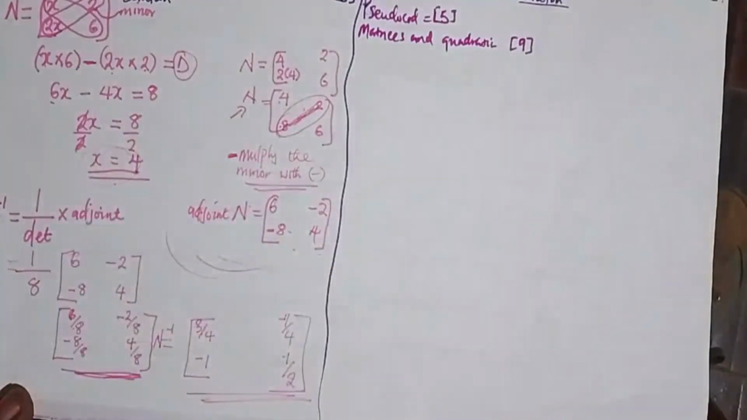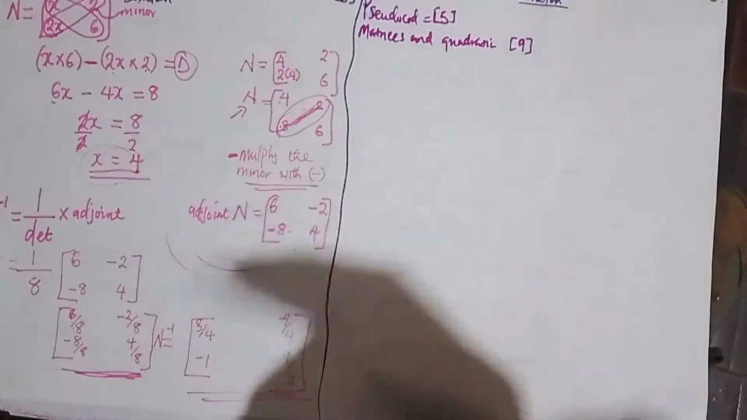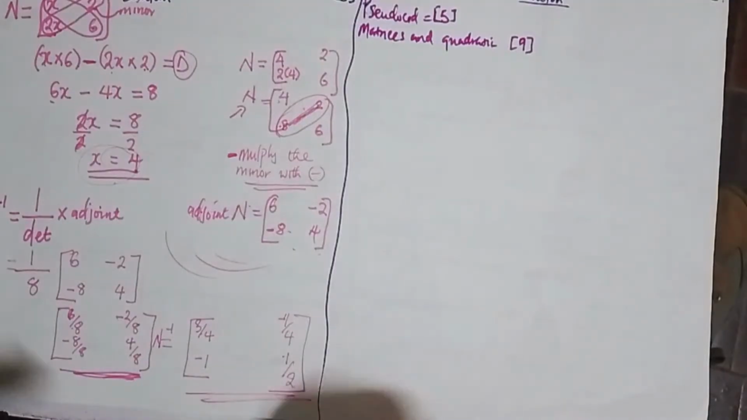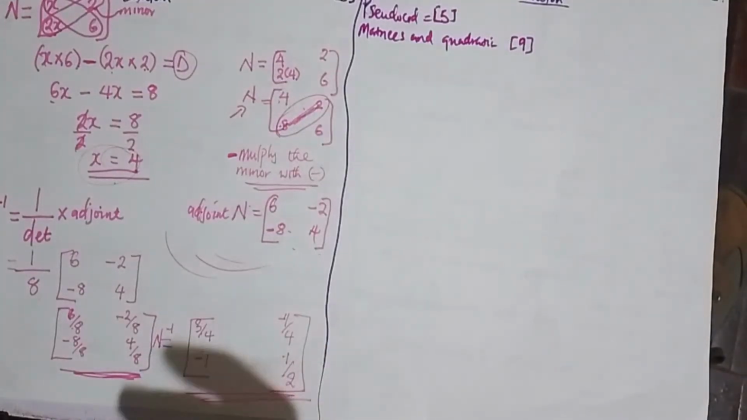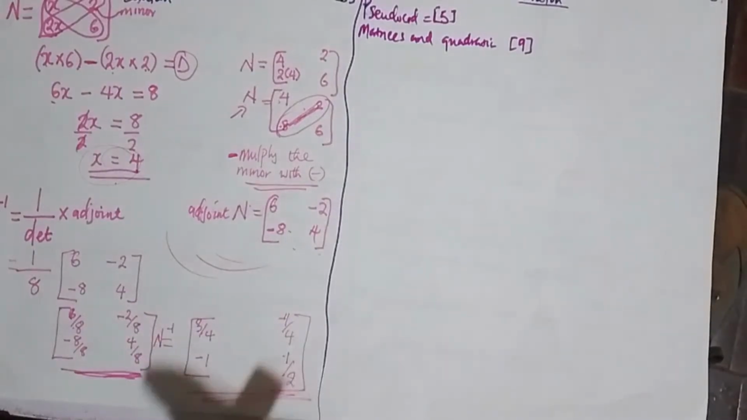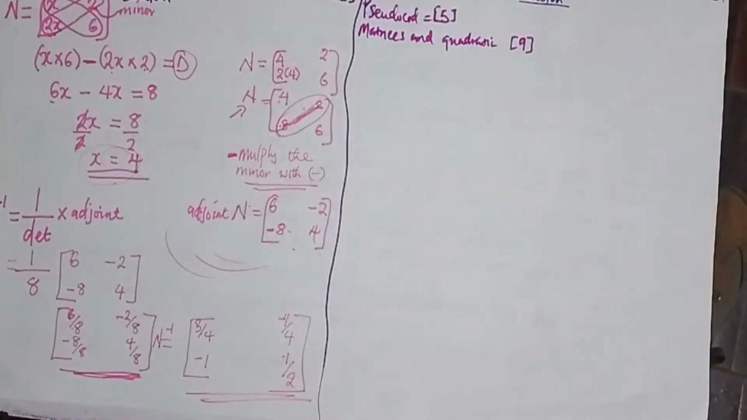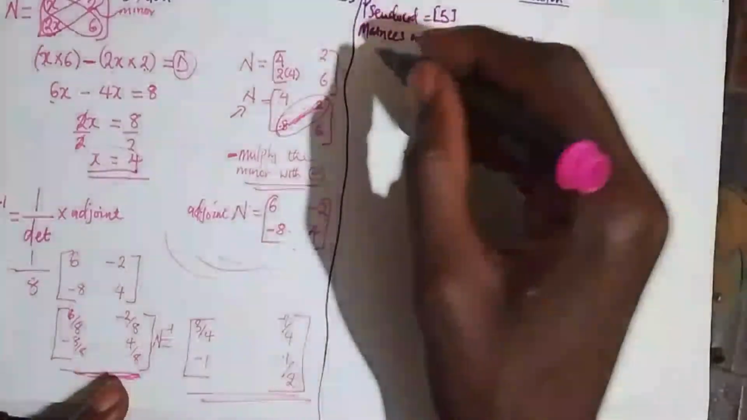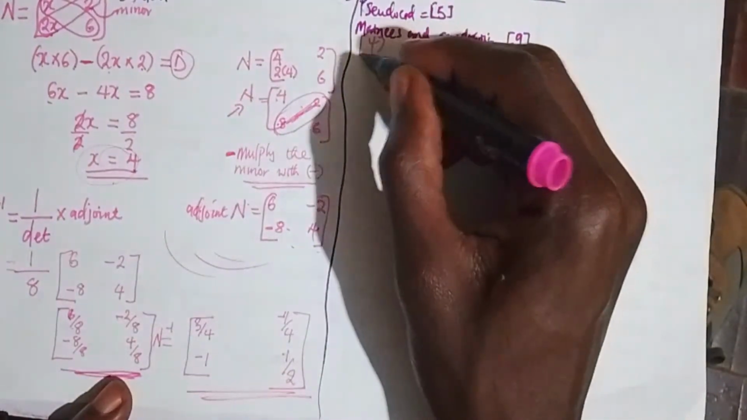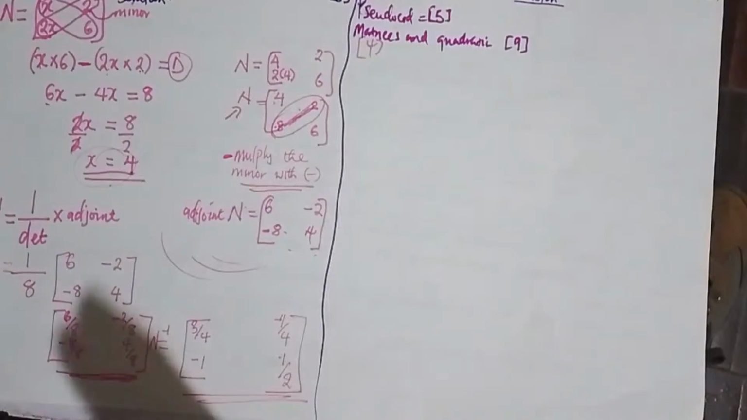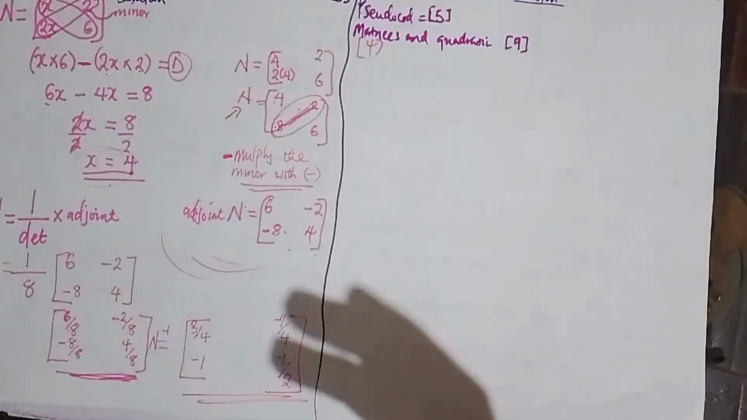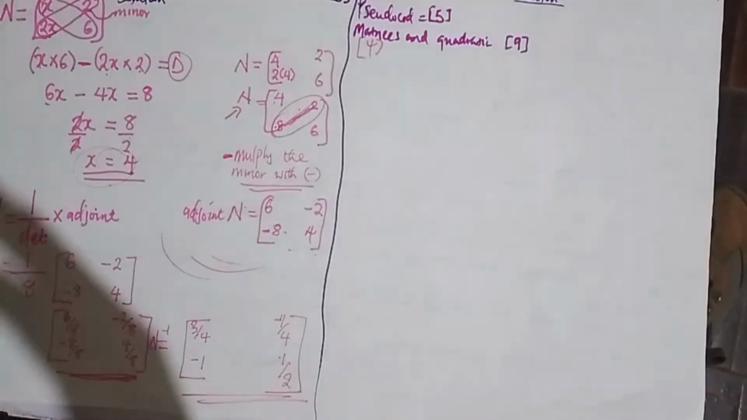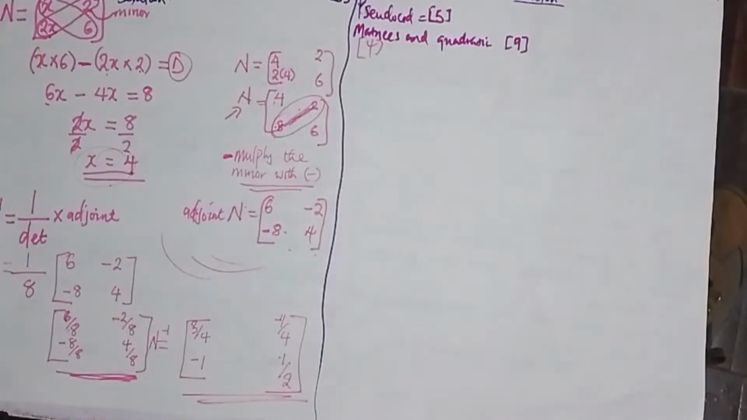So this is your inverse of matrix N. This is how you can get another 4 marks. So matrix in paper 2 carries 4 marks, meaning we have gotten our 9 marks already. Just solving 2 questions, you have already gotten 9 marks in section A.